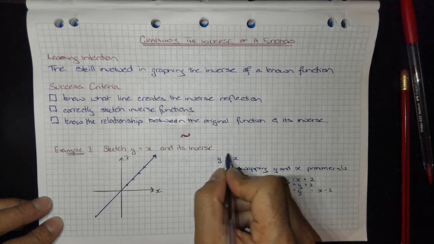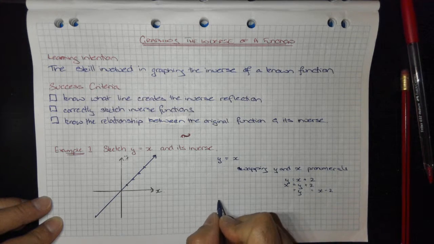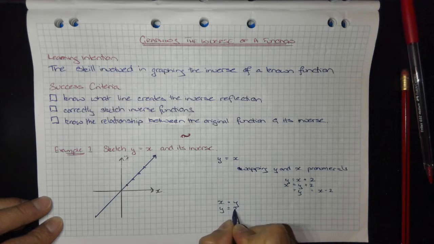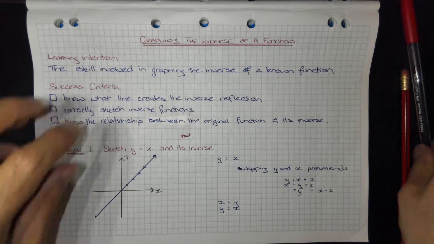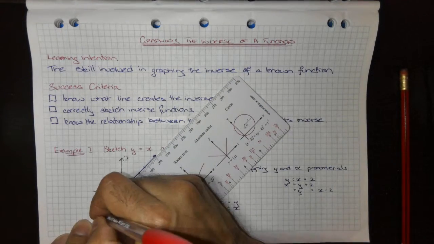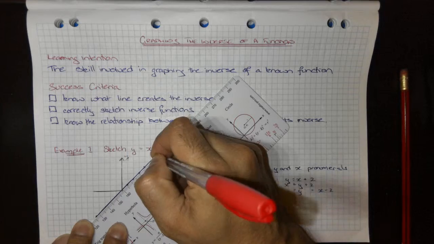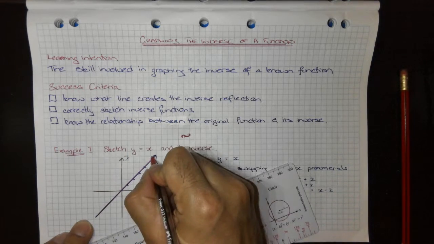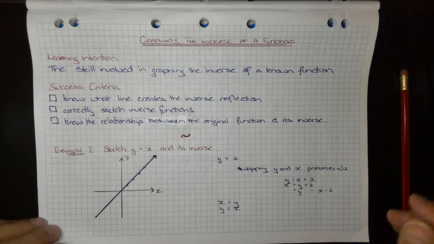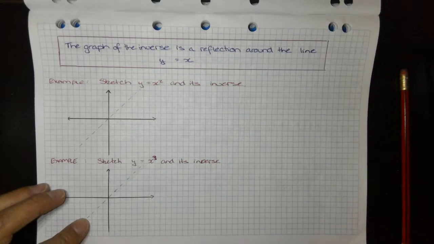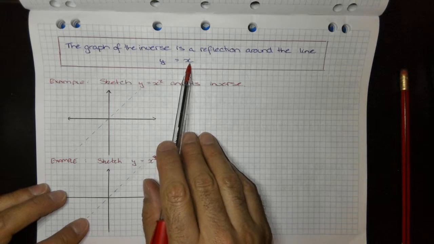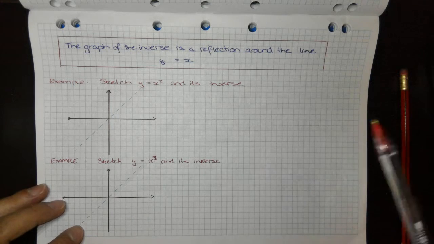So y equals x minus 2. Okay, so if we swapped this, we would get x, y. We get the same function. So that's really important. What it means is that all inverses reflect around the y equals x line. So the graph of the inverse is a reflection around the line y equals x. I've sketched it in these next examples.